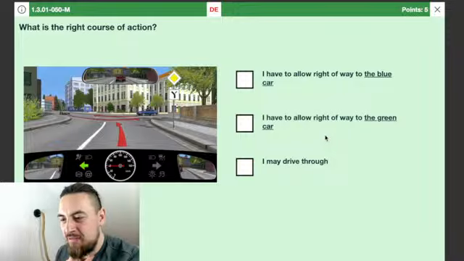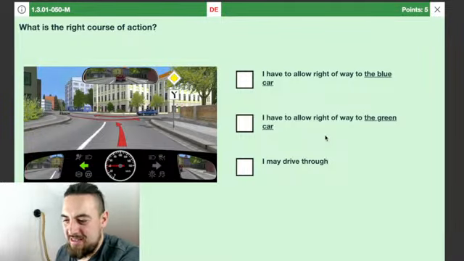What is the right course of action? I have to allow right of way to the blue car. I have to allow right of way to the green car. I may drive through. So which answer is correct?